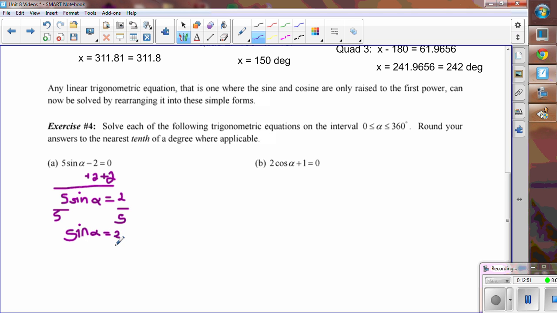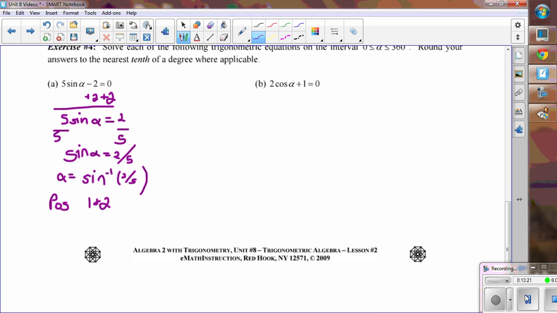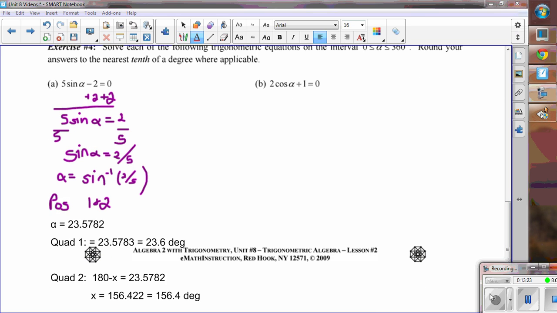From here, you use the procedures that we used above. We get the reference angle by using the inverse. So the reference angle is going to be the inverse sine of 2/5. And since it's positive, we are looking for where sine is positive. Sine is positive in quadrants 1 and 2. And we will proceed down that. I'm going to pause the video so I don't run out of time, and I'll post the answers.